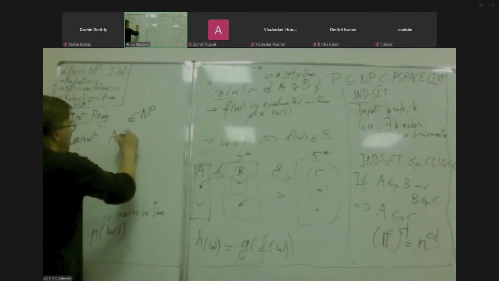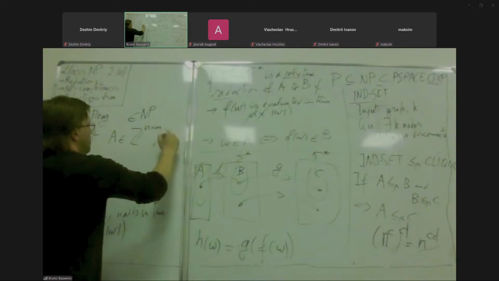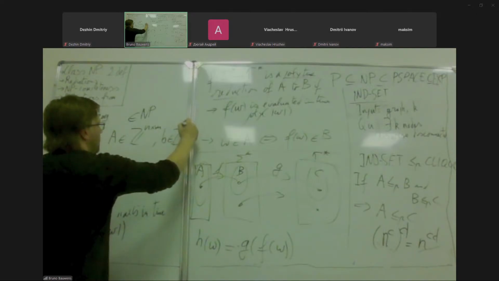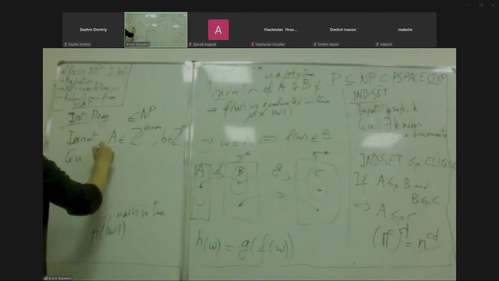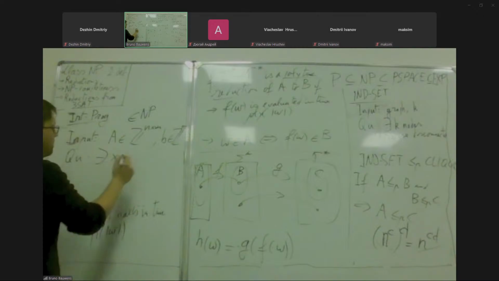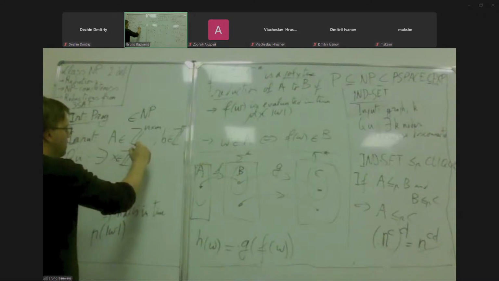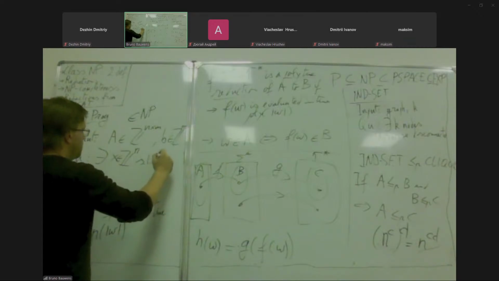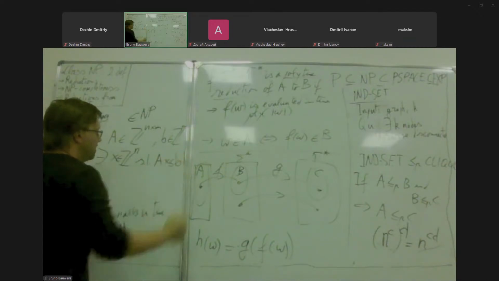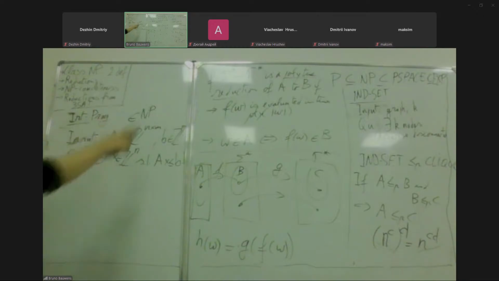So input is A in Z^(n×m) and B in Z^n. And the question: does there exist an X in Z^m such that AX = B? And this problem is in NP, but I keep forgetting why.